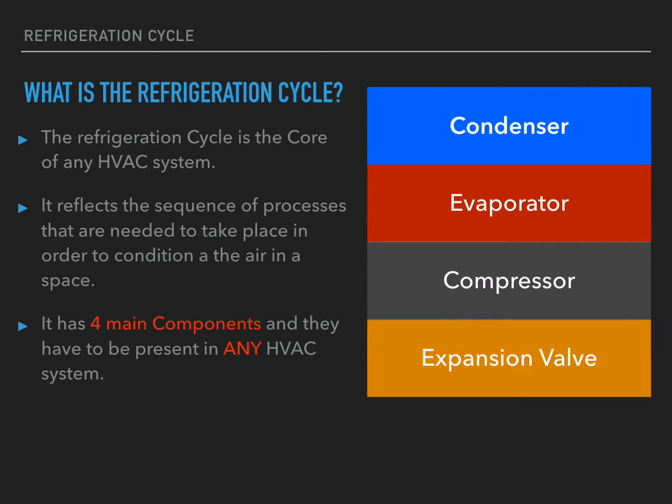The refrigeration cycle, or in other words, the vapor compression cycle, is the core of the HVAC system. It reflects a sequence of processes that need to take place in order to condition the air in the space. So it shows us the sequence of operation. It shows us the main components that we should have in order to have a complete cycle, which is called the refrigeration cycle. Now, the refrigeration cycle has four main components, and they should be present in any HVAC system, no matter what the configuration is. We have the condenser, we have the evaporator, we have the compressor, and we have the expansion valve.